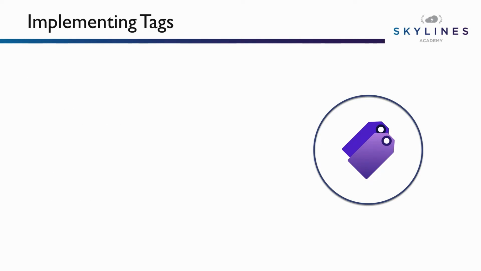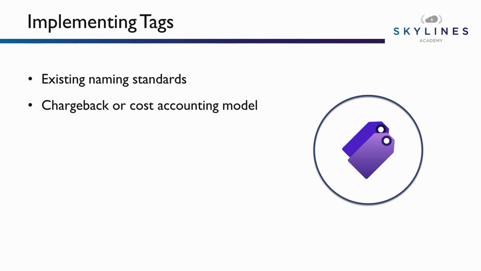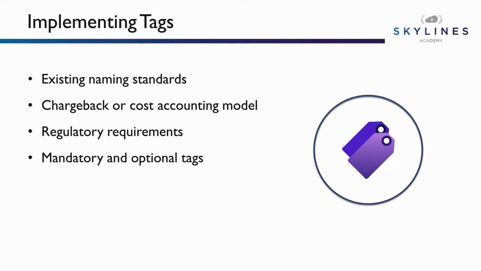Each organization will have different needs that drive tag usage. Some questions that will help determine a tag strategy include: are there any naming standards in place that will be integrated into the Azure tagging strategy? Will chargebacks or cost accounting be used? Will this apply to departments, projects, or clients? Are there any regulatory requirements that need to be represented with tagging? Will tags be required or optional? Or will there be a mix of required tags and non-required tags that individual teams can manage? All of these are considerations for integrating a tagging strategy in an organization.